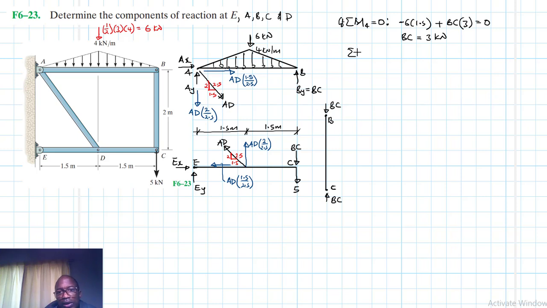And then we have summation of forces in the Y equal to 0. We are still on member AB. So here we are going to have minus AD by 2 divided by 2.5 plus AY minus 6 plus BC equal to 0.